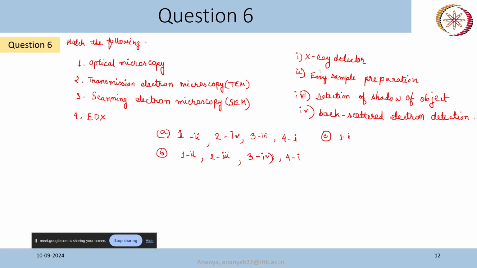1 is 1, 2 is 3, 3 is 4, 4 is 2. Option D is 1 is 1, 2 is 4, 3 is 3, 4 is 2.